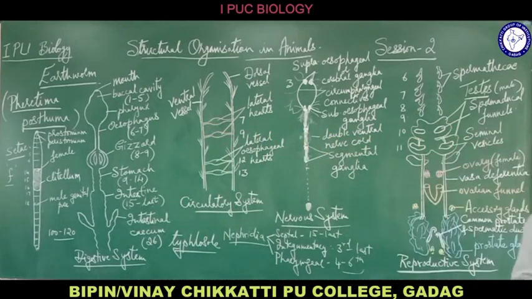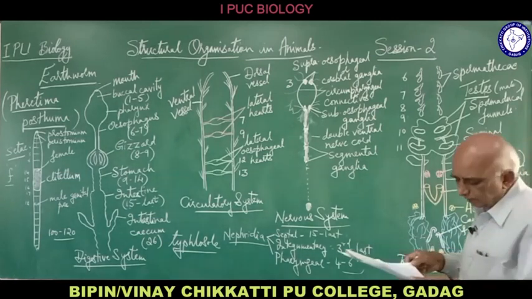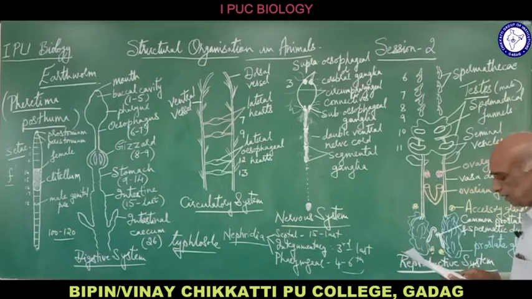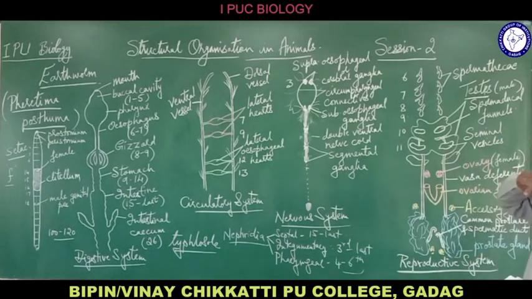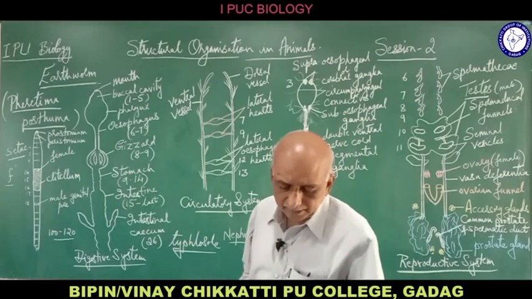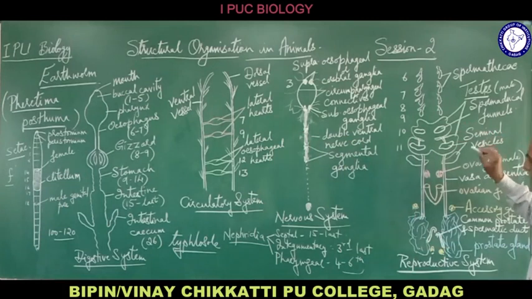So one pair is present in the 10th segment, and another pair is present in the 11th segment. Like that, in the 10th and 11th segments we find the testis present, and these testis produce the sperms. Now from the testis originates a duct called the vas deferentia.